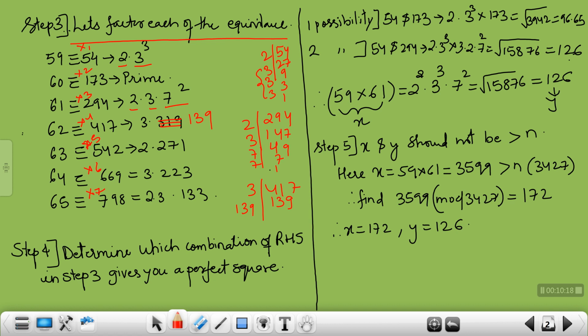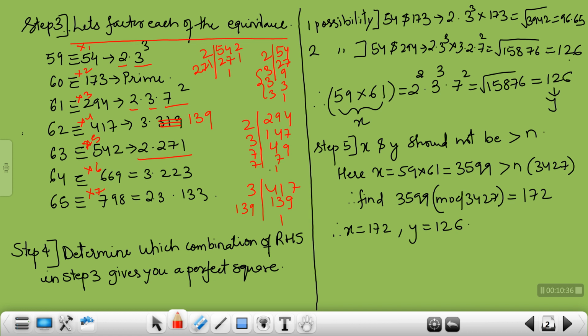Similarly for 542. What are the factors for 542? 2 ones are 2, 2 twos are 4, 2 sevens are 14. Again 271 is a prime number. 271 into 1 is 271. So factors are 2 into 271.